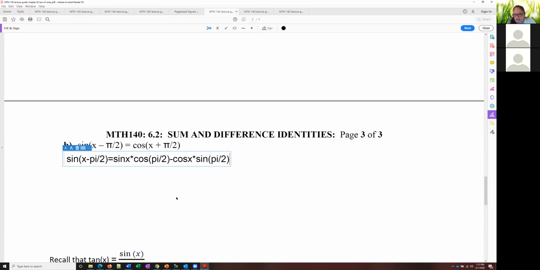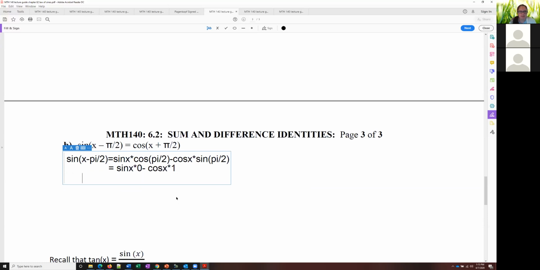Does that make sense so far? Now remember, I'm trying to see if it's equal to the cosine of x plus pi over 2. Next, what do we get? Well, we have the sine of x. What's the cosine of pi over 2? Think about your unit circle. What do you know for the cosine of pi over 2? That's just 0, right? Then we have minus the cosine of x times the sine of pi over 2. What do we know about the sine of pi over 2 from the unit circle? That's just 1.